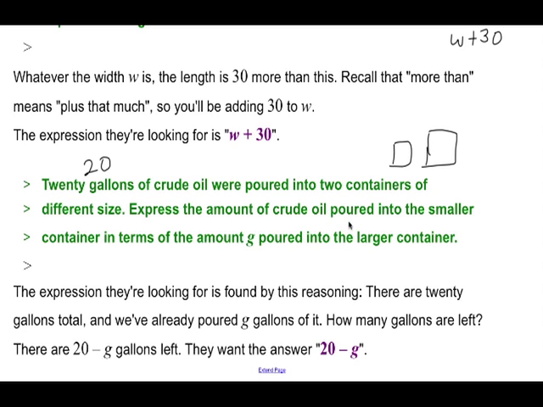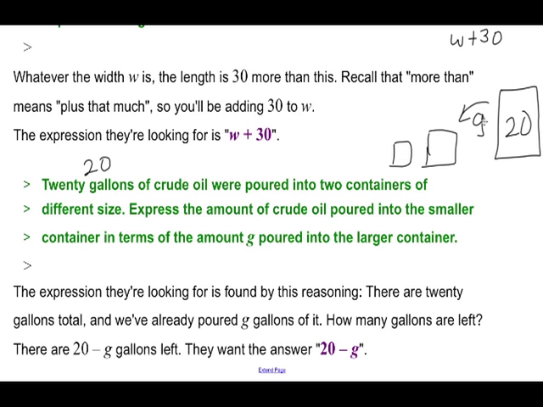Express the amount of crude oil poured into the smaller container in terms of the amount G poured into the larger one. So here's my oil going in. We know that that's G because it says right here, the amount G poured into the larger one. Well, at some point I stopped pouring it in there. So how much would be left here? Well, we only have 20 gallons total, don't we? So if this big container right here is my 20 gallons, and I'm pouring G into this one, what would be left with that?